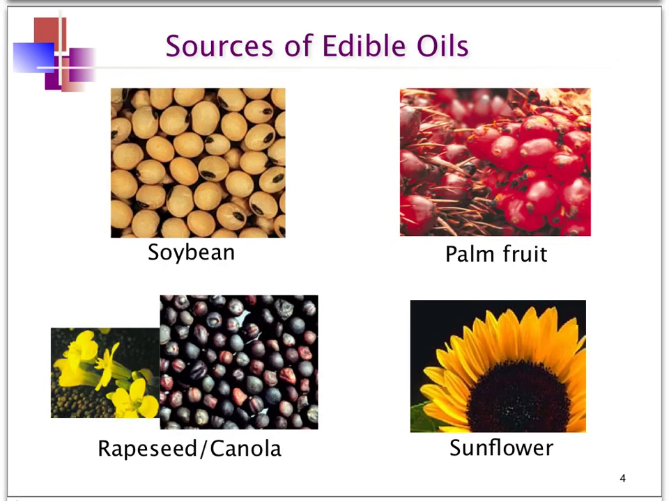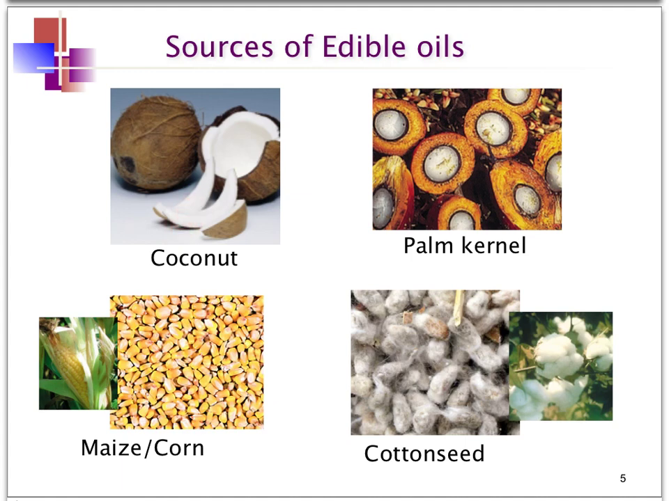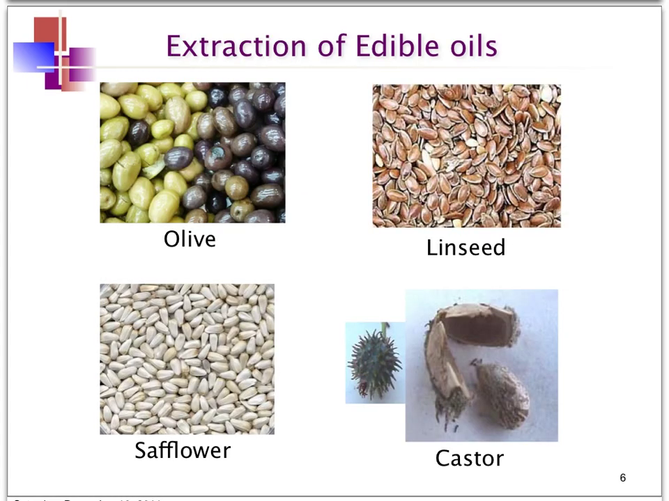For example, on this slide you can see that oil can be extracted from the soybean, from the oil palm fruits, from canola, from sunflower, from the coconut flesh, and from the palm kernel. For the oil palm, this is the oil palm fruit. The red-orange flesh outside is where we can get the crude palm oil, and the white flesh inside is the palm kernel, from which we can extract palm kernel oil, which has different physical and chemical composition from the palm oil part. Oil also can be extracted from corn, cotton seed, olive, linseed, sunflower, safflower, and castor.